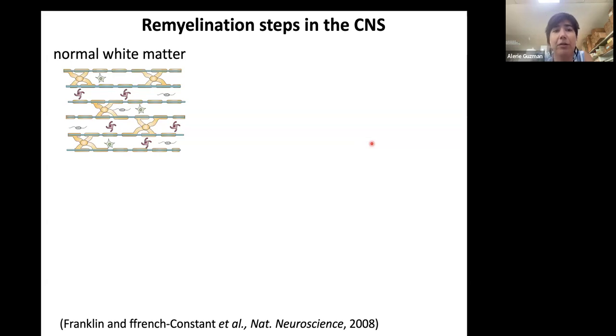Remyelination, like any other regenerative process, is obviously a very complex, tightly regulated, multi-step process. Here, I'm going to give you a very simplistic summary, a step-by-step process in remyelination, or at least highlight the main processes that happen in CNS remyelination. So here you just have another schematic view of the normal white matter. Axons are in blue, oligodendrocytes in yellow, and then we have microglia, astrocytes, and the pool of progenitor cells, or OPCs, which in adulthood are mostly quiescent.